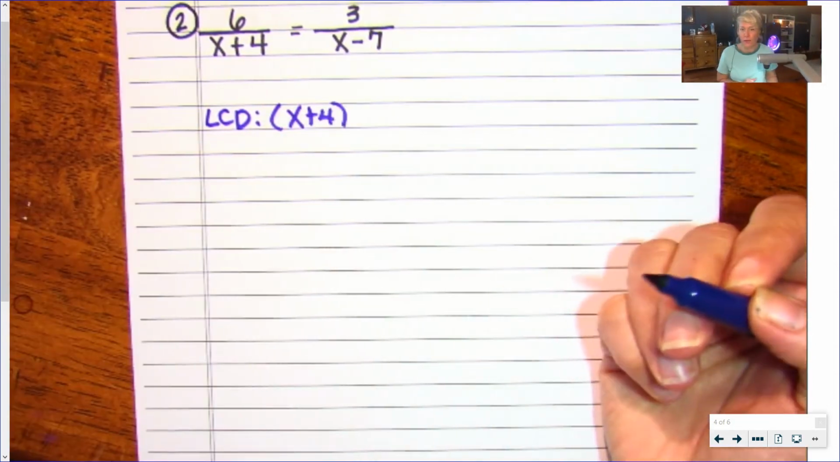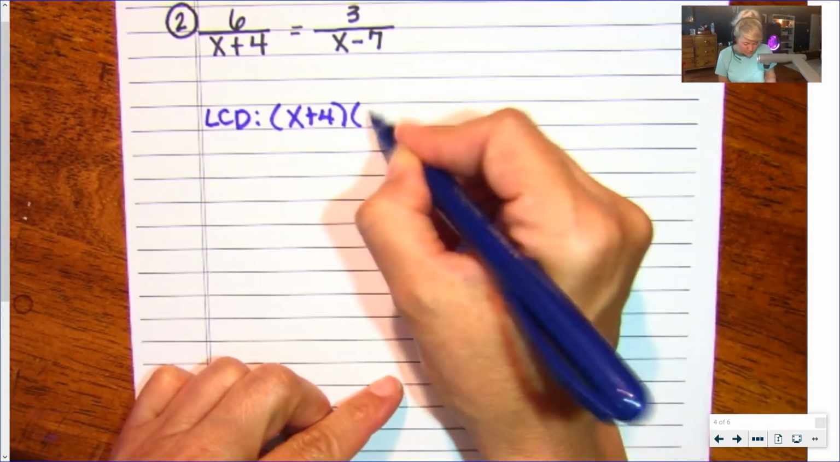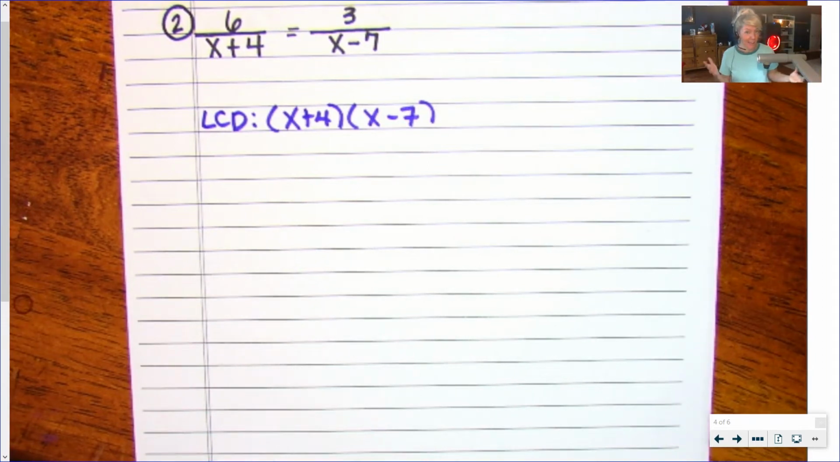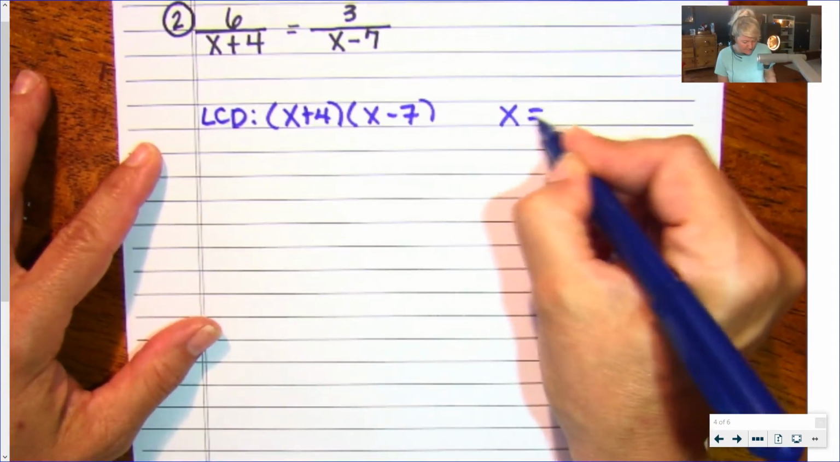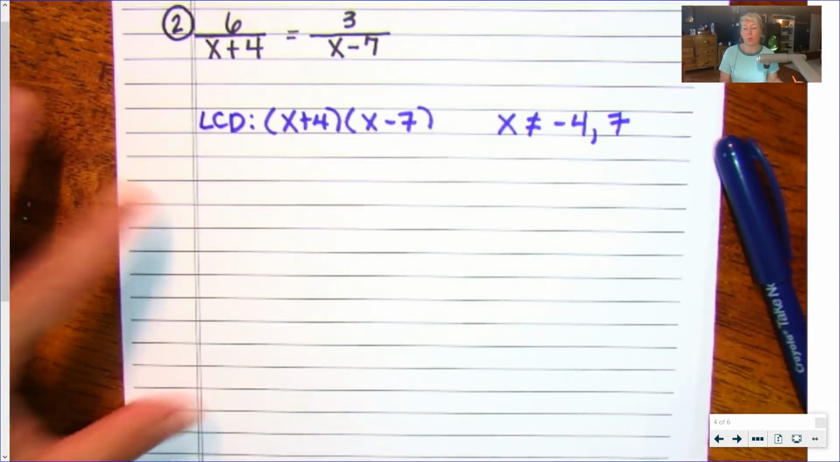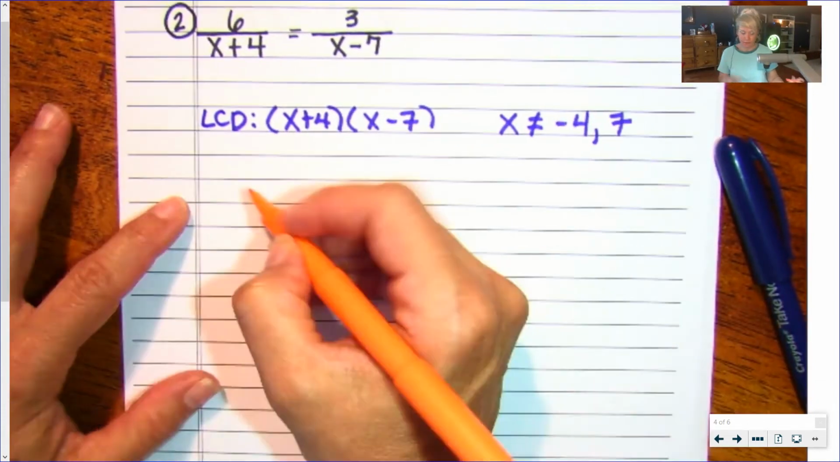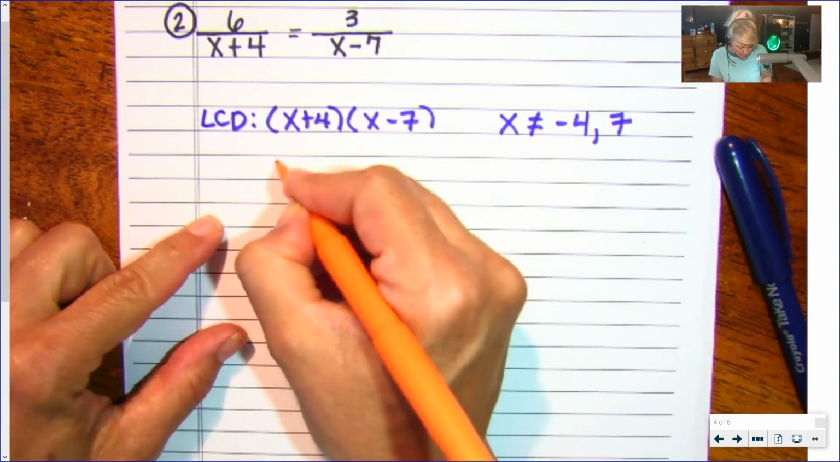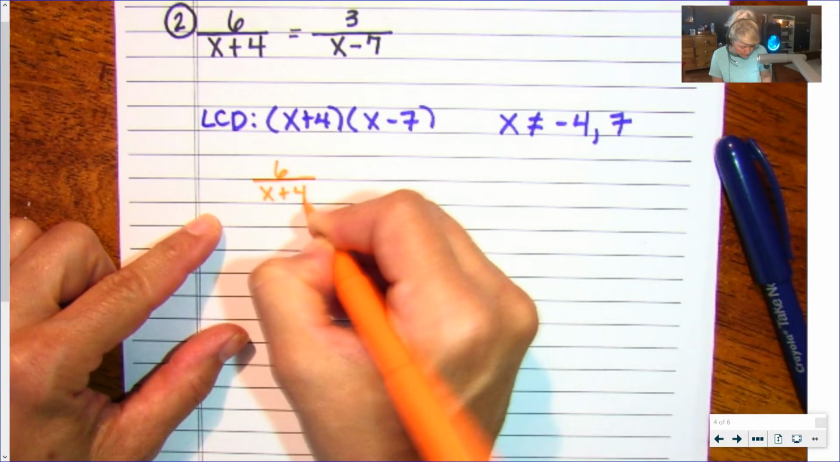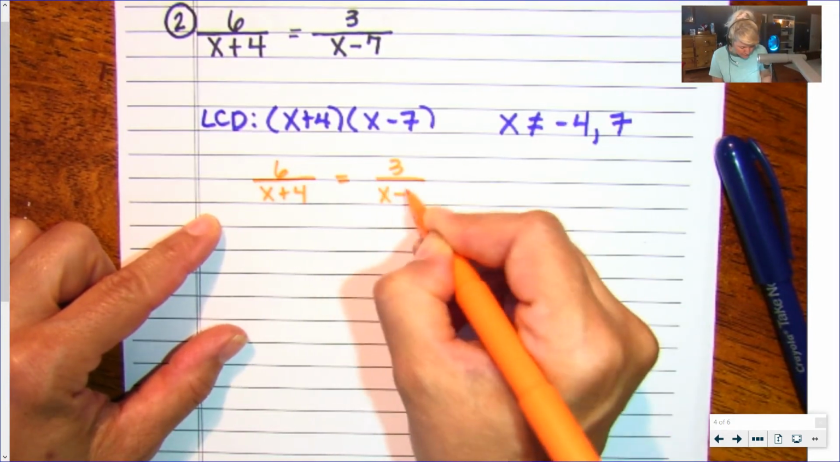You rewrite what you had not written already. So I'm going to now write down that x minus 7. That's the LCD. And the restrictions: x cannot equal -4 or +7. So remember, what we're going to do is multiply the whole entire problem by the LCD. So I'm going to recopy the original problem already in factored form.